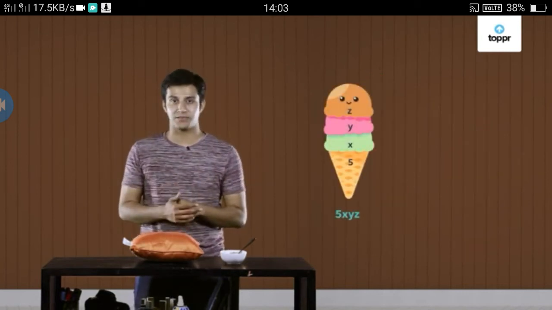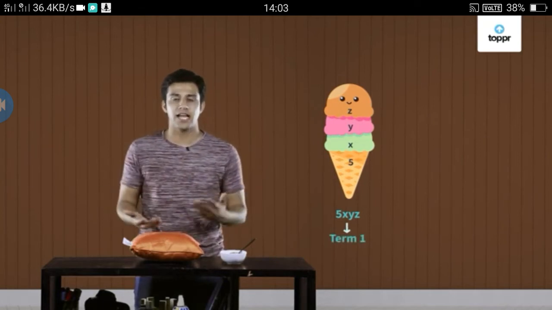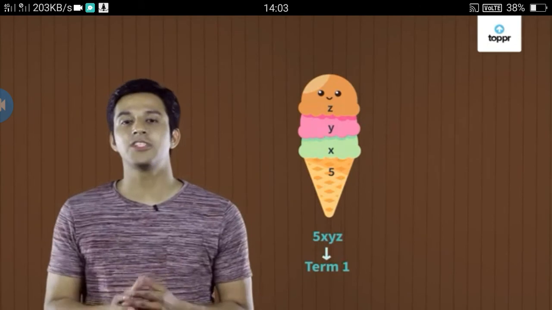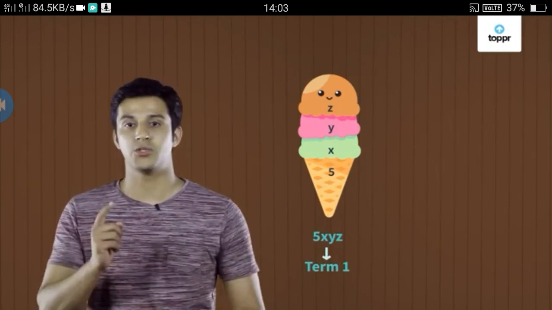So let's say you order a 3-scooped cone ice cream. This would be just one term, right? Because it had nothing else added to it. Expressions that have just one term are called monomials. The word mono means one.